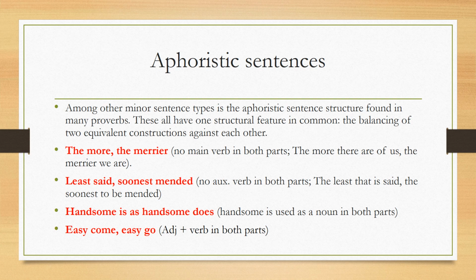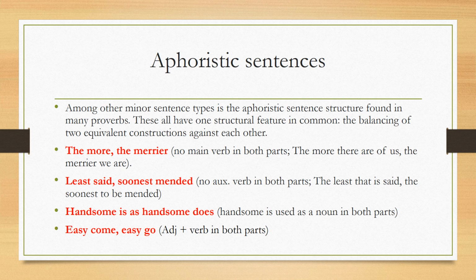Handsome is as handsome does. Again, we have two parts, handsome is and handsome does, connected by the conjunction as. Both of these parts consist of what? Handsome, an adjective that is used to be a subject, followed by a verb. In the first part we have the verb is, in the second part we have the verb does. Easy come, easy go.